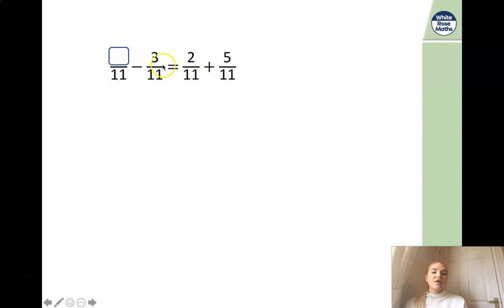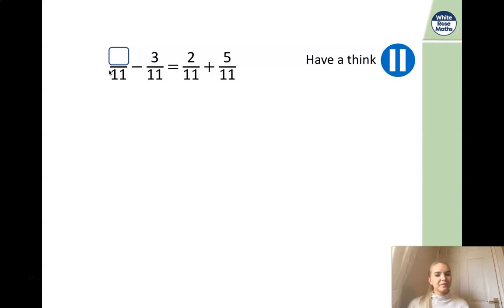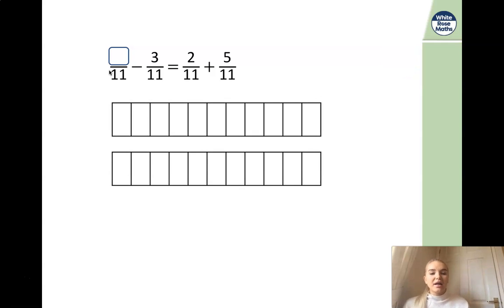questions. So this has to be balanced so that this side, the addition, is the same as the subtraction. Can you work out what numerator should go here, please? Pause the video and have a think. Okay, if we start by looking at our bar models here, we can see that 2 elevenths add 5 elevenths gives us 7 elevenths. So we know that this side has to be 7 elevenths too because they are equal. But what take away 3 gives us 7 elevenths?